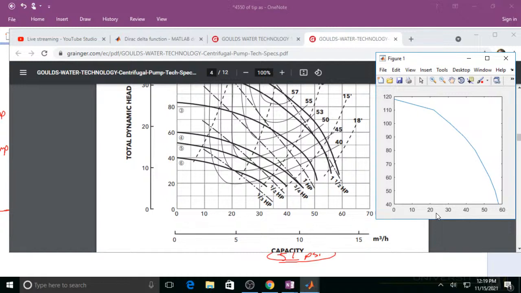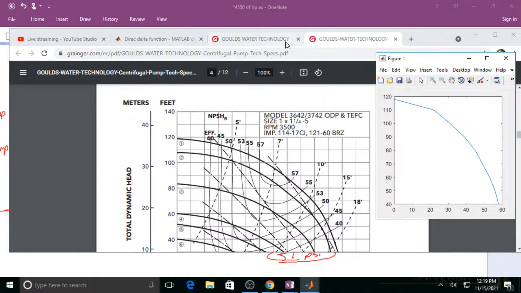So that being the case, what's the next step? The next step is kind of difficult and not difficult at the same time. One of the things about this is you don't know the flow rate.